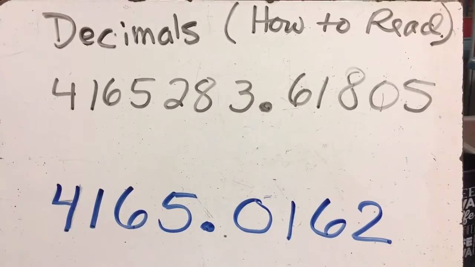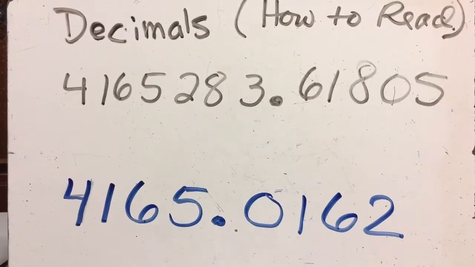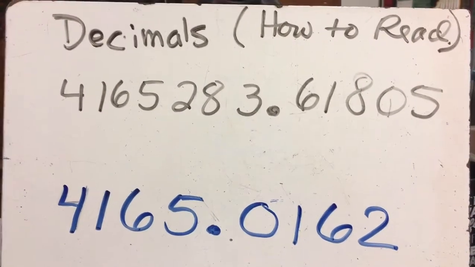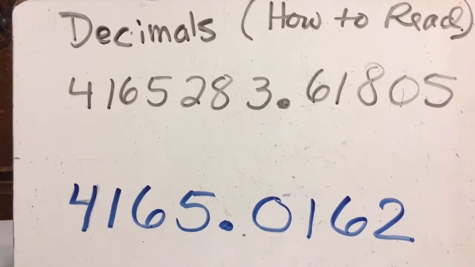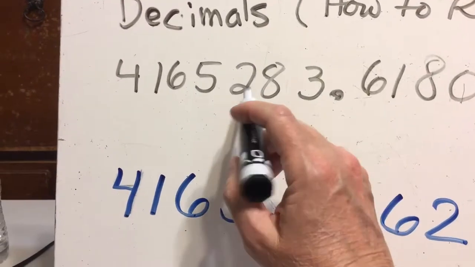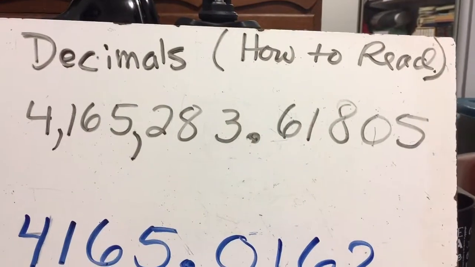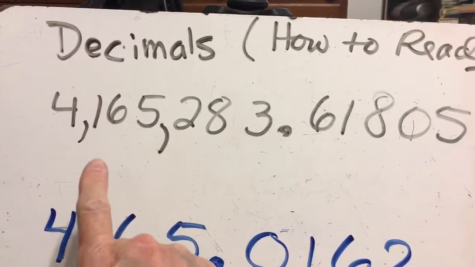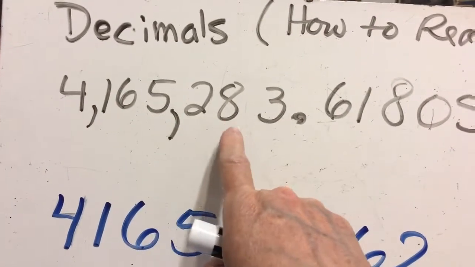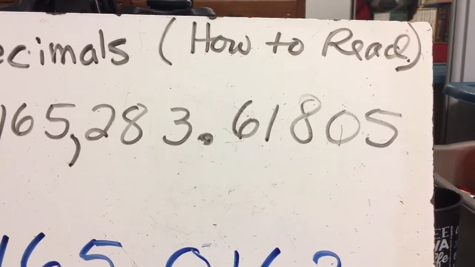Okay, so now we're working on decimals and how to read them. Your textbook does this in a way differently than I've seen before, but it works. You have been putting commas to the left. In other words, when you start at the decimal point, we go 1, 2, 3, comma, 1, 2, 3, comma. Now we know how to read the left-hand side: 4,165,283. But the question is, how do we read the parts to the right?